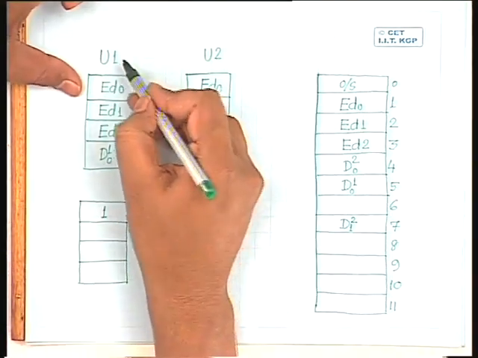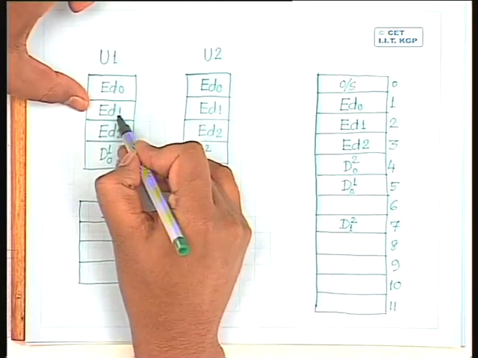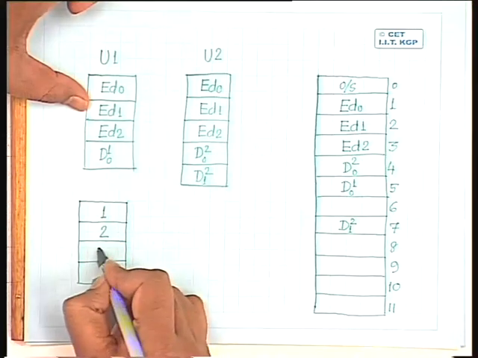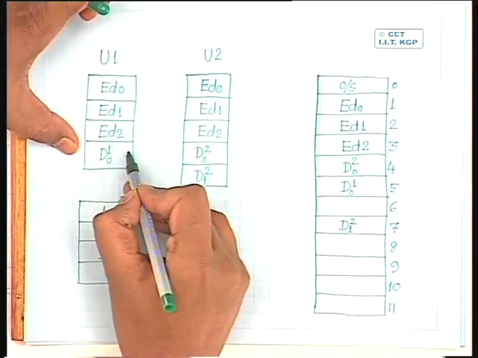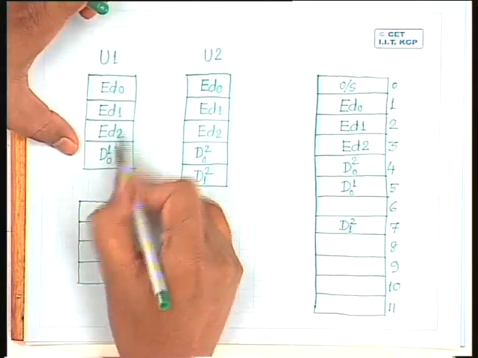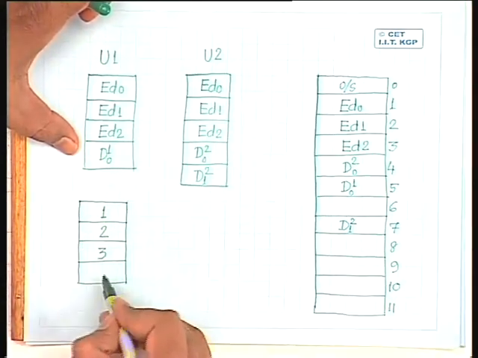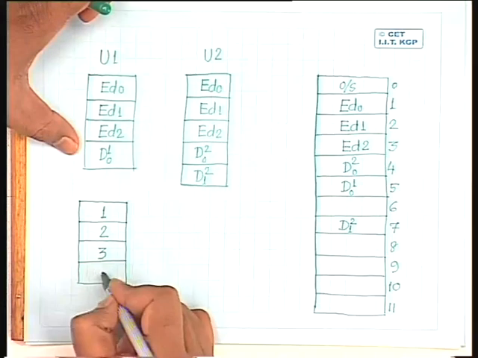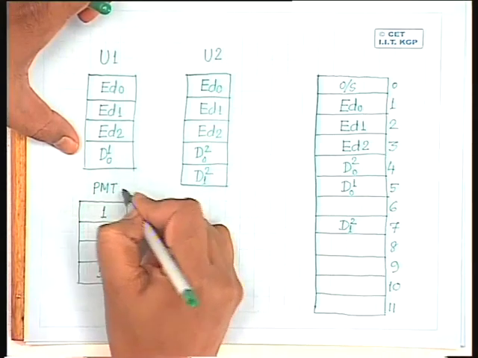Okay. Next page of user program 1 corresponds to the edit code page ED1. And this entry in the page map table should contain the frame number where ED1 is loaded. So we put here 2. Similarly, here we put 3. The 4th page of user program 1 corresponds to the data page of user program 1, and that is a single page D01. So this entry in the page map table will contain the frame number where D01 is loaded, that is frame number 5. So this is the page map table of user program 1 or PMT1.